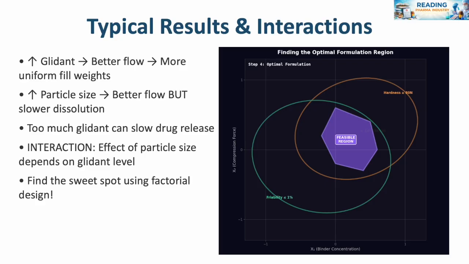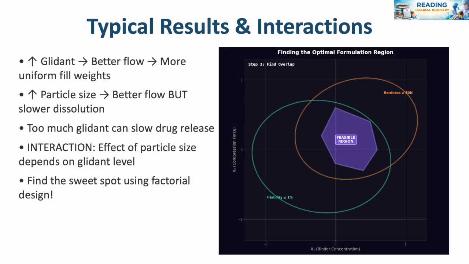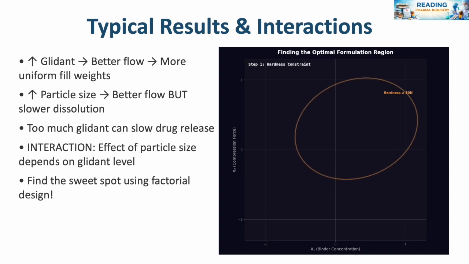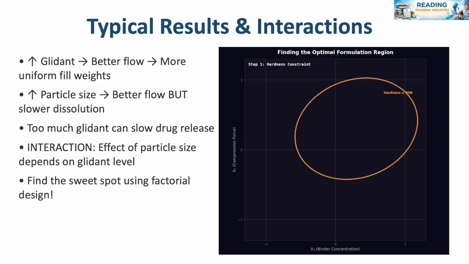And so there should be some kind of interaction. Potentially that will lead to a dependence of particle size on the glidant level. Basically what that means is that the effect of particle size will be related to the glidant level.